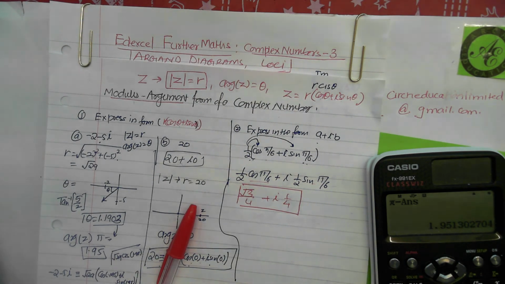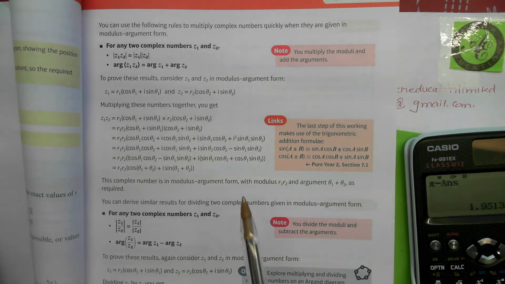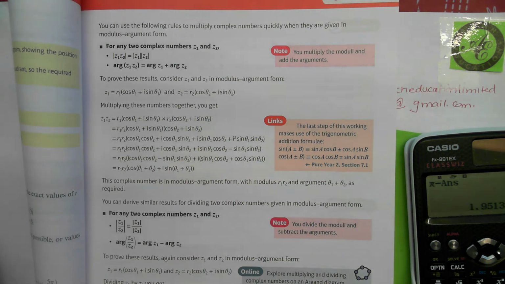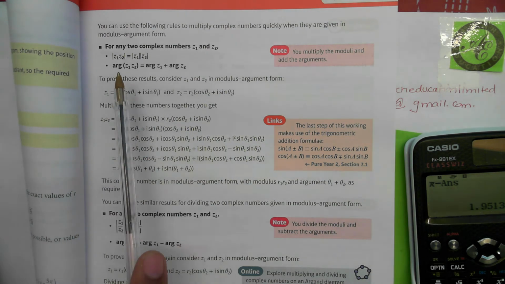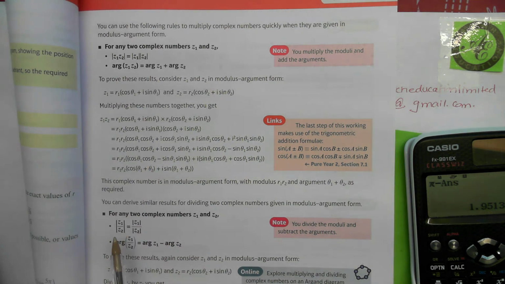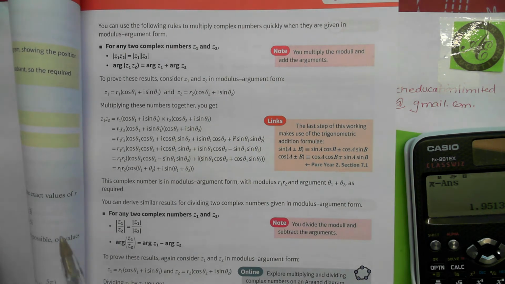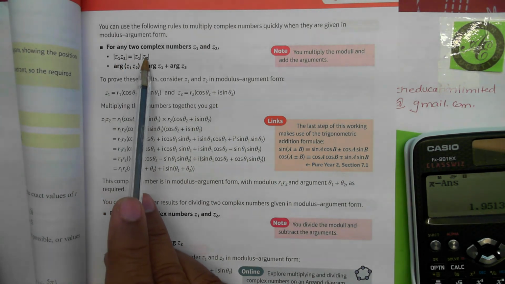So this is your exercise 2c, changing these into each other's form. Then the next section talks about two very, very important rules. What happens to the modulus and the argument of complex numbers when you multiply them and when you divide them? Guys, you've got to memorize these rules because they'll be used in some questions later on. So what happens when you multiply complex numbers? The argument gets multiplied.